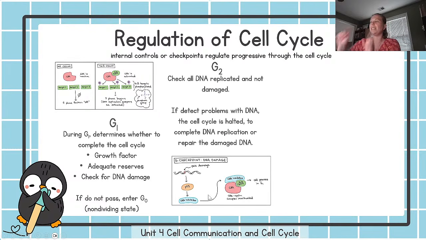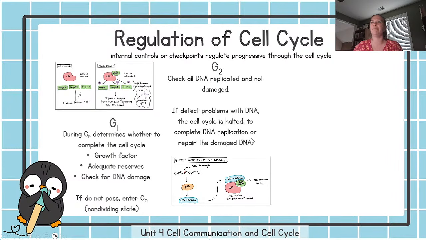G2 is going to take place after S phase. So if you remember, the G1 checkpoint is in G1, and then we go through S, and then we go into G2. So during G2, we're going to make sure that all the DNA has been replicated. Did I make a copy of all the DNA, so that I now have two full sets of the chromosomes, okay? And is the DNA damaged? Is there anything majorly wrong with the DNA so that there would be a problem if my cell divided, okay?